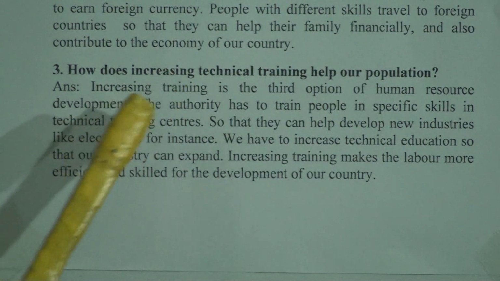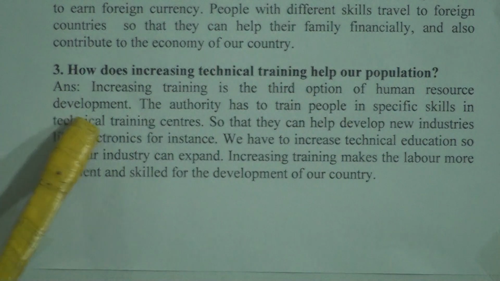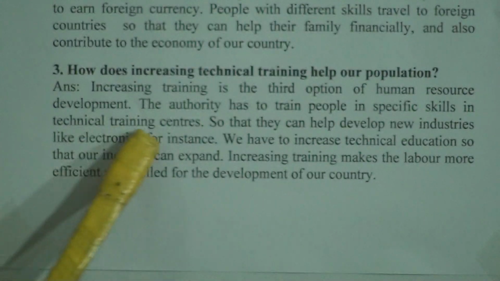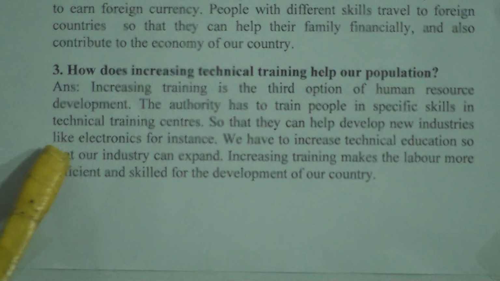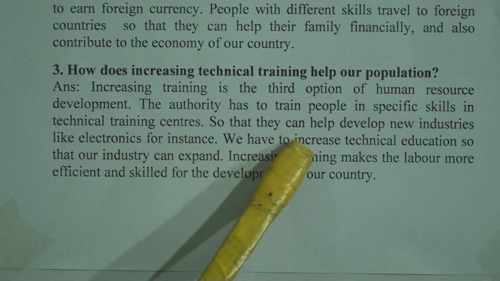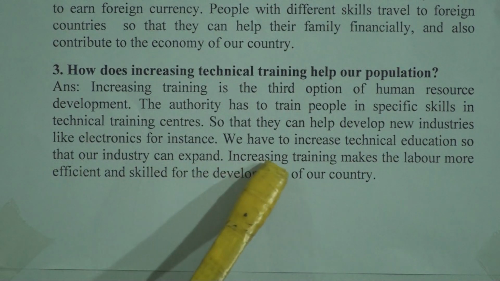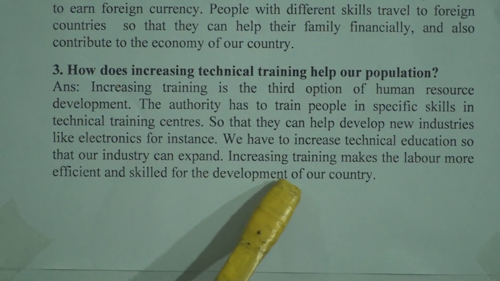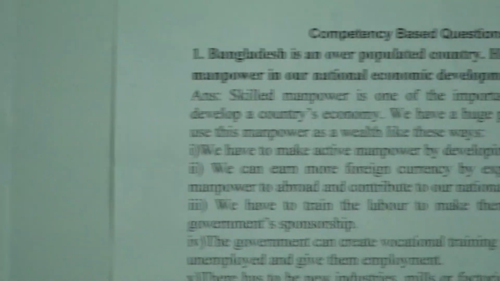Okay, let's repeat. Increasing training is the third option of human resource development. The authority has to train people in specific skills in technical training centers so that they can help develop new industries like electronics for instance. We have to increase technical education so that our industry can expand. Increasing training makes the labor more efficient and skilled for development of our country. So there are 3 broad question answers, and broad question number 2 is your homework.